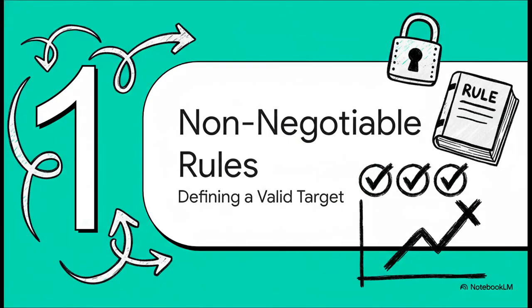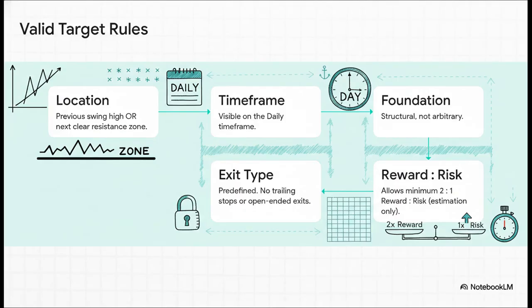So how do we actually define a target the right way? Well, we use non-negotiable rules, and these aren't just suggestions or guidelines. Think of them as a strict, objective checklist. If a potential target doesn't meet every single one of these criteria, it's out. Okay, let's break these rules down. First, location. The target has to be at a previous swing high or the next clear resistance zone.